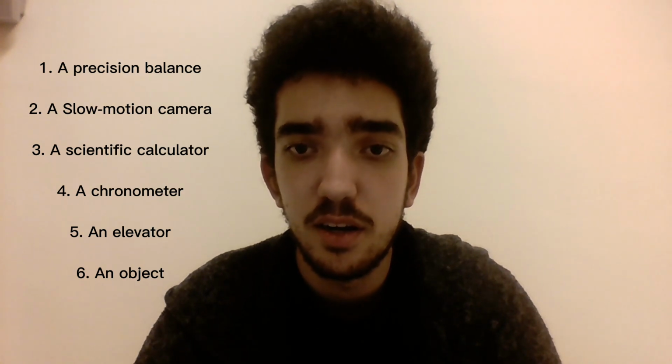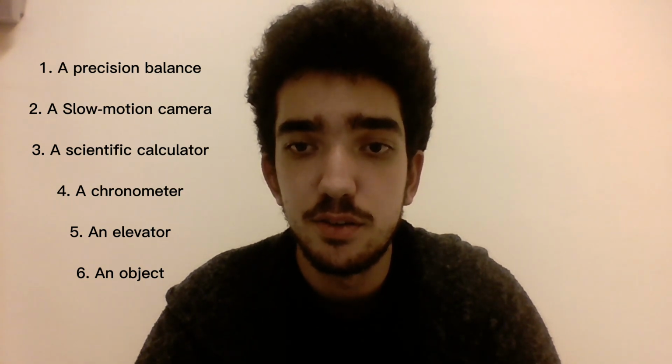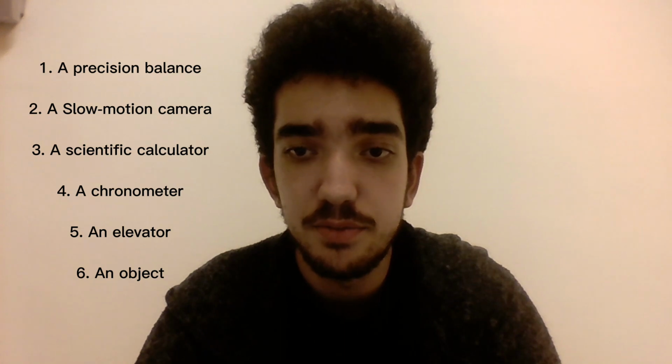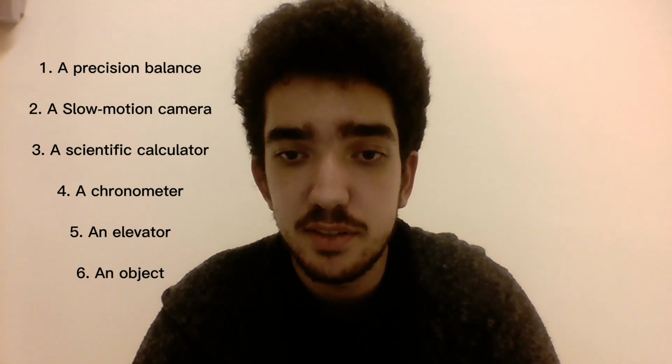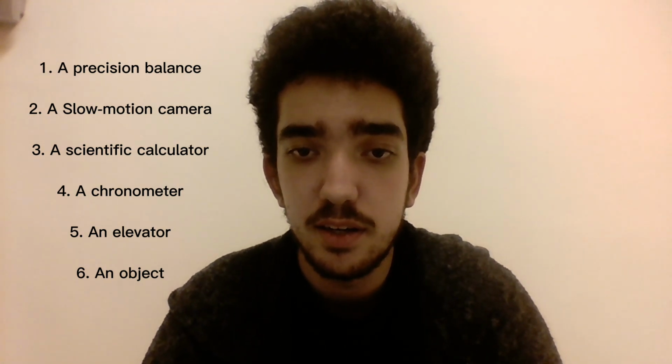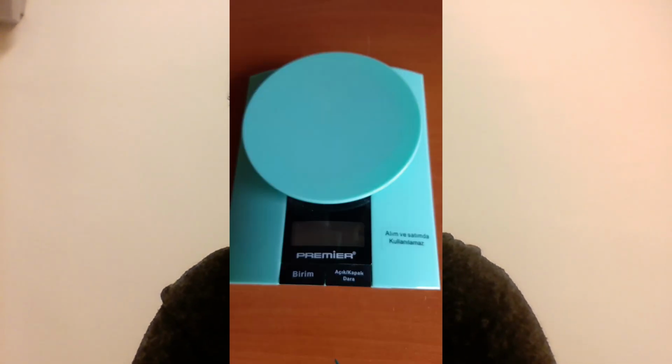My equipment for this experiment is a precision balance, a slow motion camera, a scientific calculator, a chronometer, an elevator, and an object. For the slow motion camera, calculator, and chronometer, I used my phone. For measurements, I set up my camera in our elevator, recording the precision balance which has the object on it.